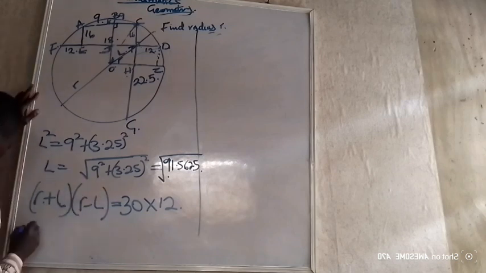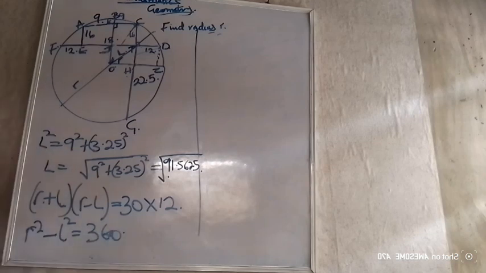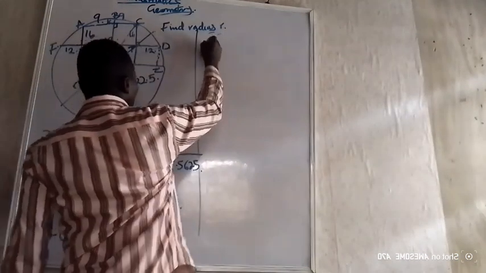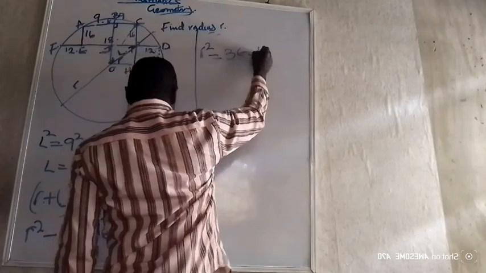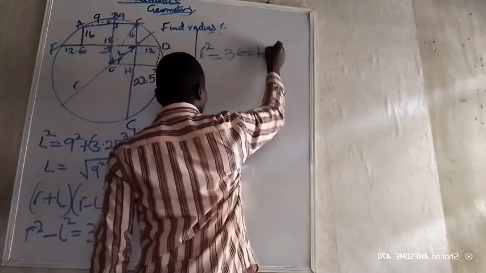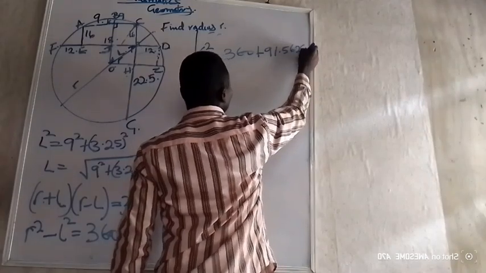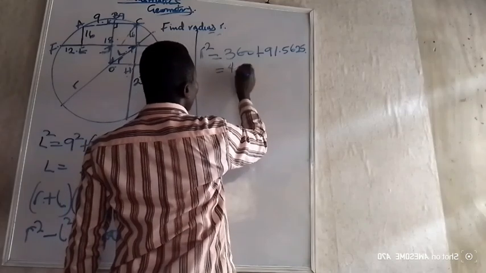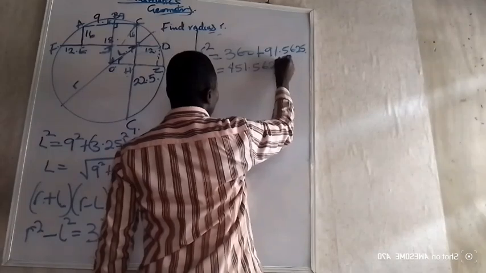So we can now say R squared minus L squared is equal to 360. And we know what our L squared is, 91.5625. So R squared is equal to 360 plus 91.5625, and that is going to give us 451.5625.